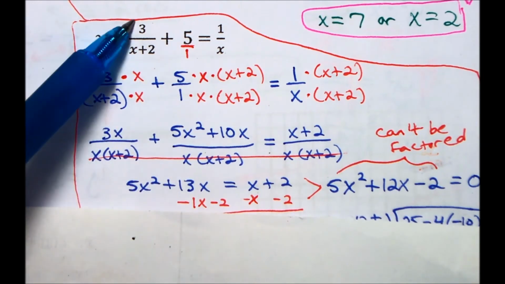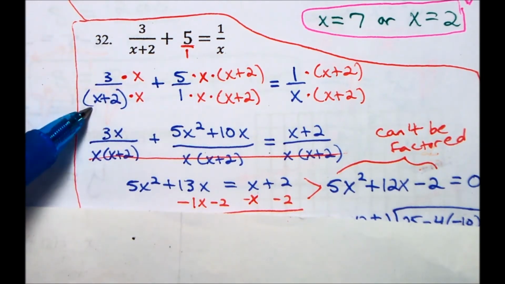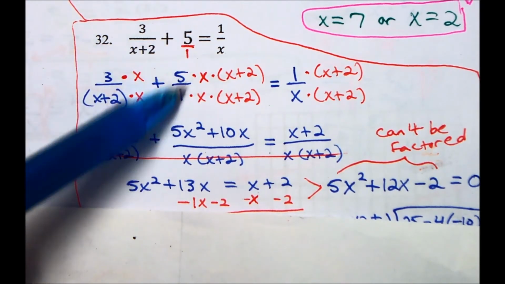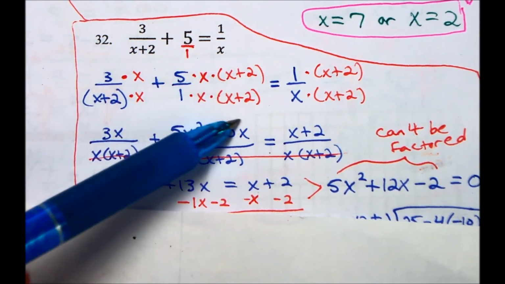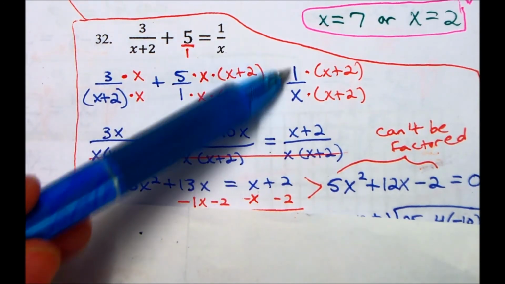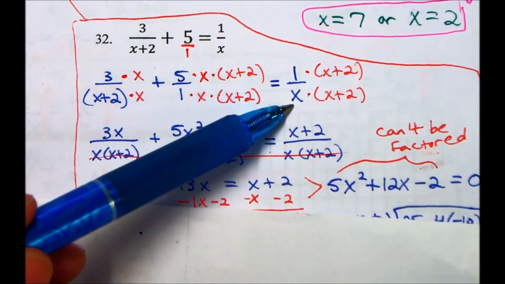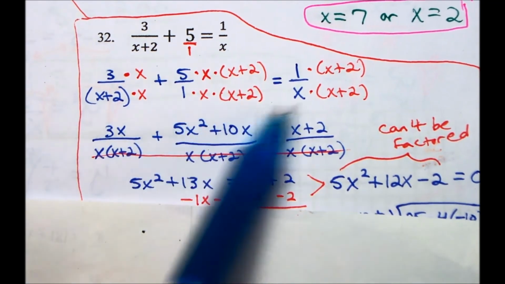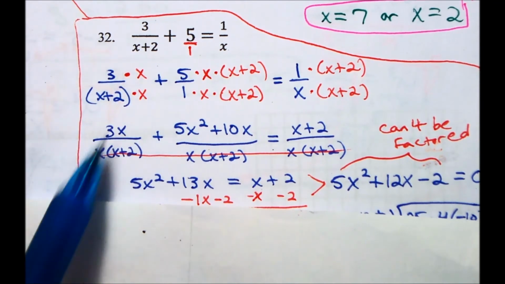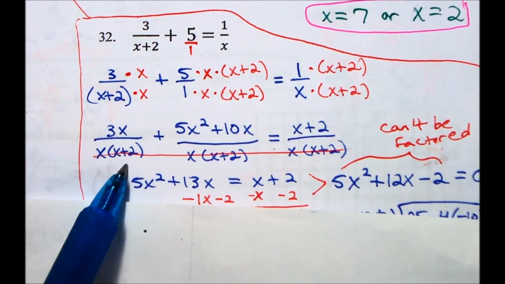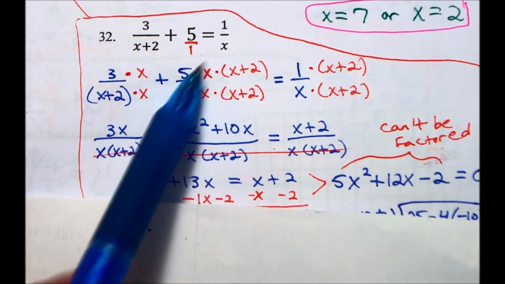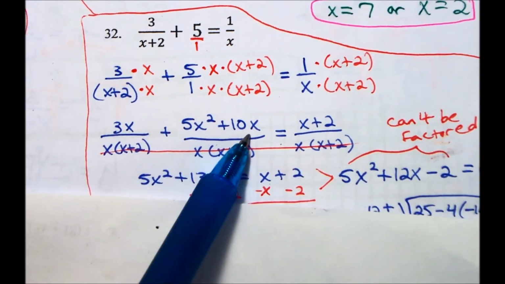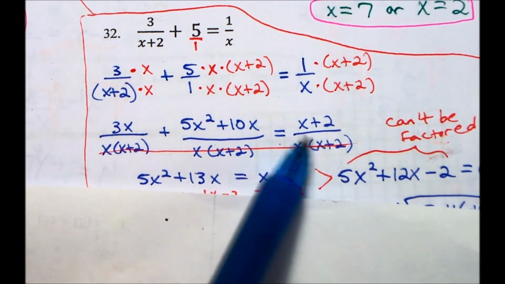So the first fraction already has the x plus 2, so we need to multiply it by x. The second fraction doesn't have either, so we have to multiply it by x and by x plus 2. This fraction on the other side of the equals has the x in the denominator, but does not have the x plus 2. So now that they all have the same denominator, if we simplify, 3 times x is 3x over x times x plus 2. 5x times x would be 5x squared. 5x times 2 would be 10x. And then the 1 times the x plus 2 would just be x plus 2.